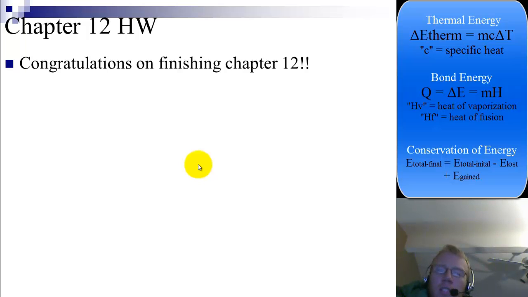Everything else is cool and fun and interesting, but the bond energy and the thermal energy are by far the 2 most important topics from this chapter, so spend the majority of your time understanding those things. And we'll review all this stuff in class.